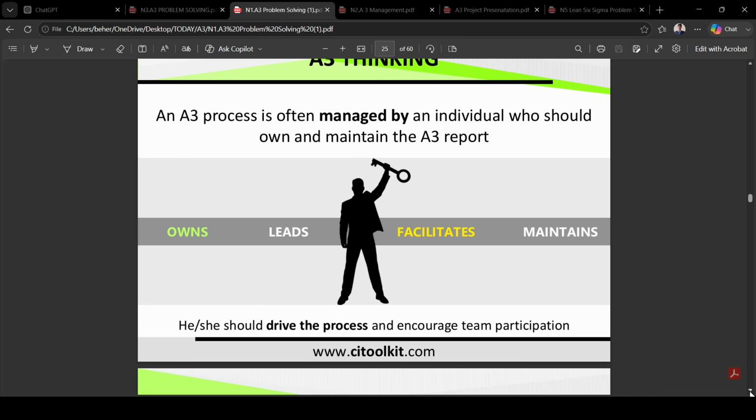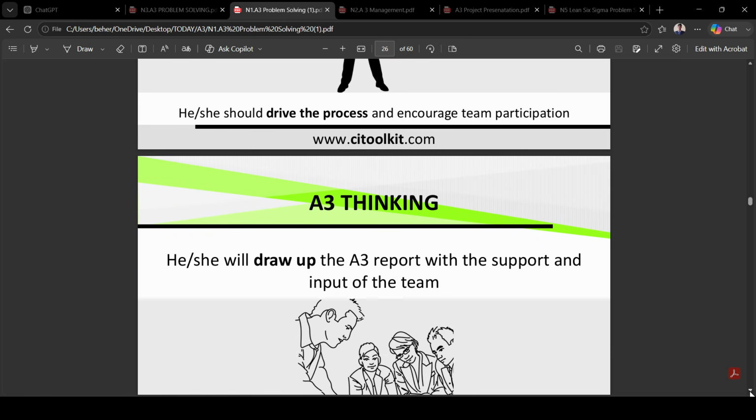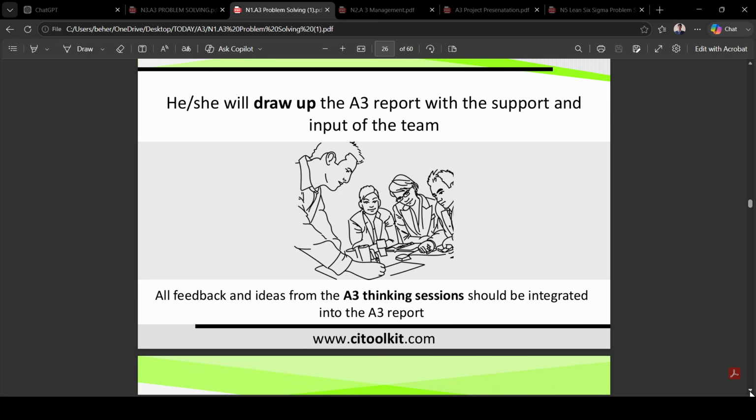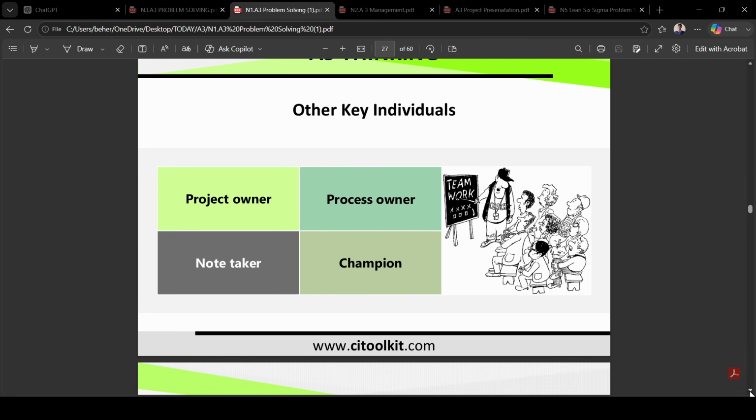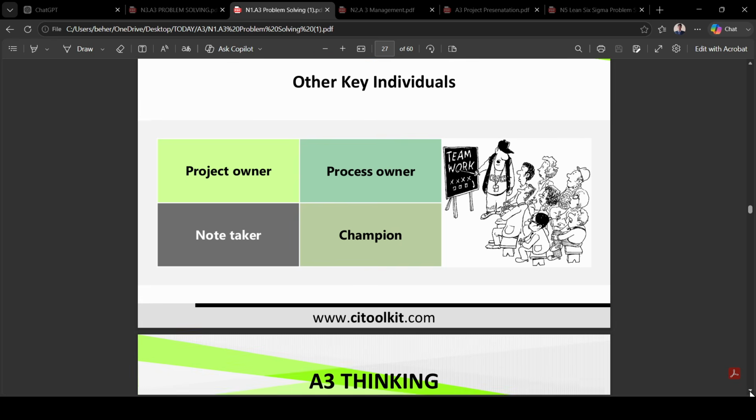The A3 process is often managed by an individual who should own and maintain the A3 report: own, lead, facilitate, maintain. He or she should drive the process and encourage team participation. He or she will draw up the A3 report with support and input from the team. All feedback and ideas from the A3 thinking sessions should be integrated into the A3 report. Other key individuals are the project owner, process owner, note taker, and champion.